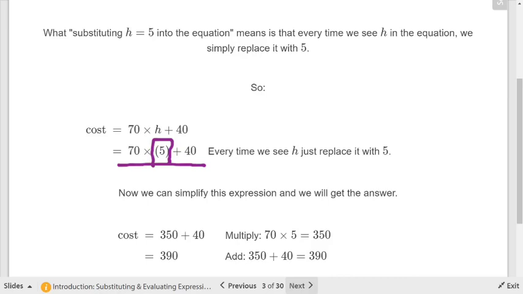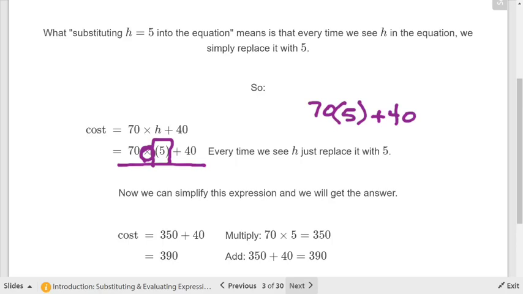Now, they did one thing that I don't agree with, and you know what that is already. I don't like that X, right? Because if you have 70 bracket 5 plus 40, it means the same thing without having to write more stuff, right? And remember, in algebra, we write as little as we possibly can. So now we can evaluate that.